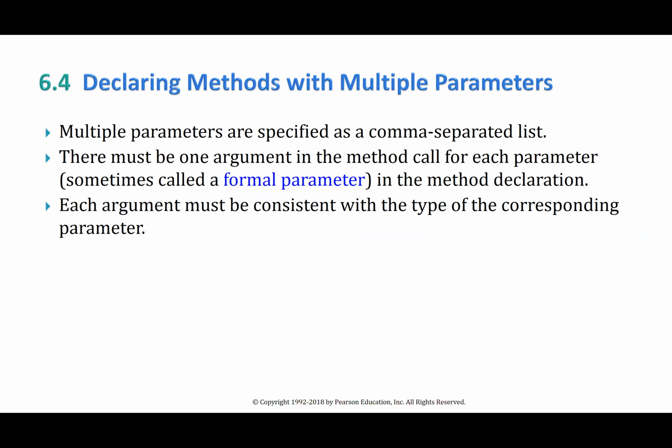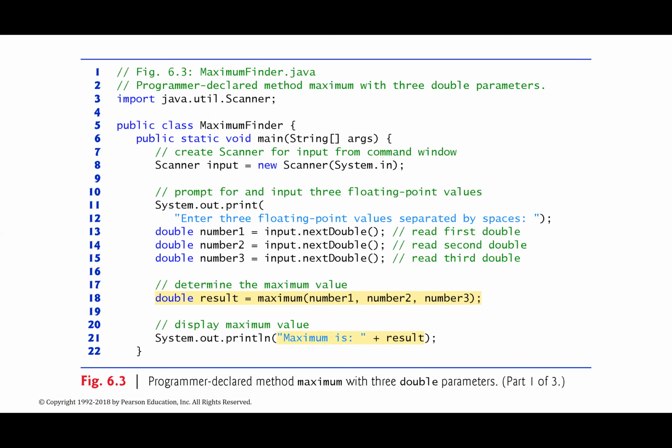Okay, and when you have multiple parameters, you separate them by commas. There must be one argument in the method call for each parameter, sometimes called a formal parameter. Each argument must be consistent with the corresponding type of parameter. So arguments and parameters must match in number and data type. So if we look at this, this is one where we have static methods.